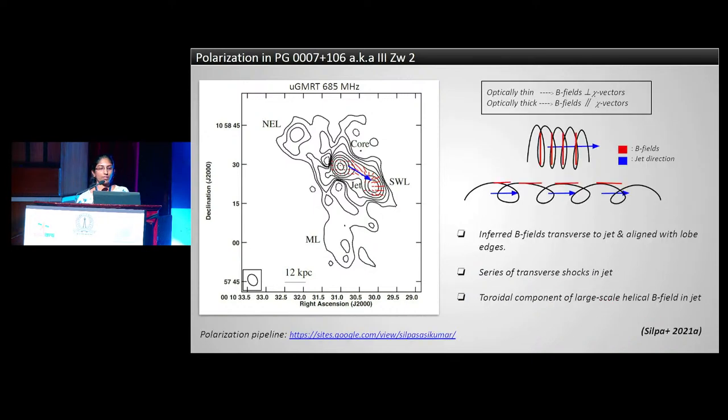I would just like to highlight that we have developed a polarization pipeline, which is publicly available on this platform, and which is able to reduce UGMRT band 4 polarization data.